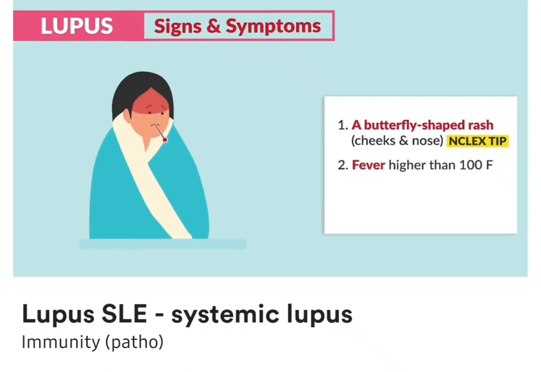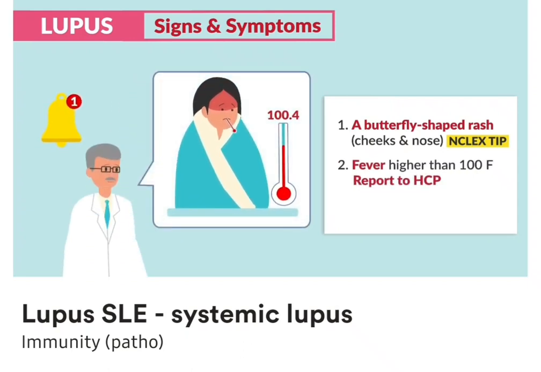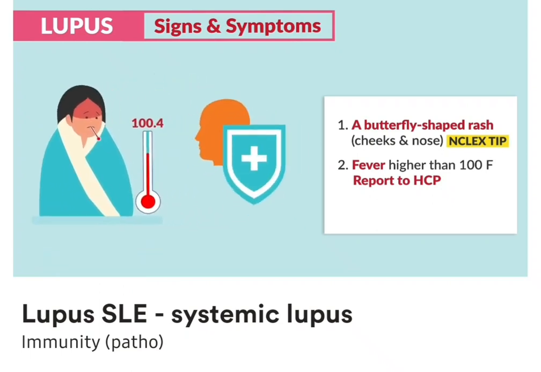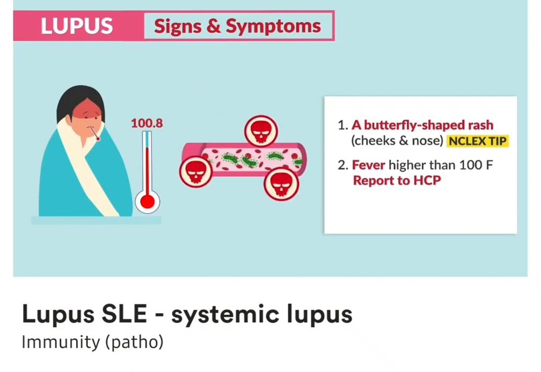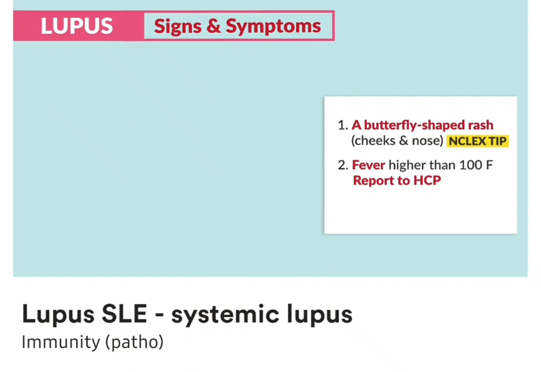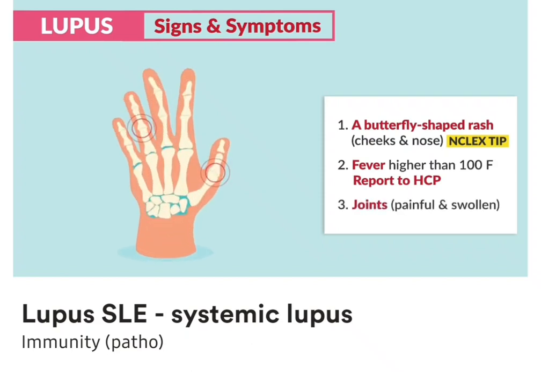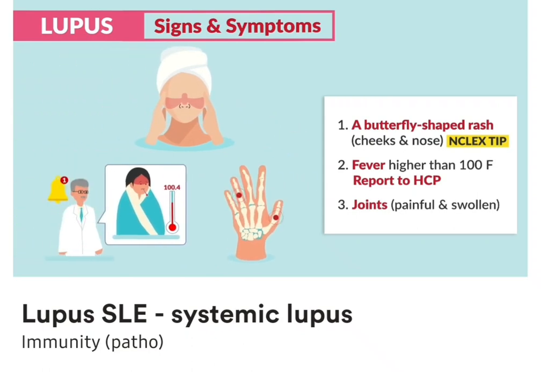Now, number 2 is a fever higher than 100 degrees Fahrenheit. We must report this to the HCP. Since clients are immunosuppressed, a slightly elevated temperature typically means a really big infection that can turn deadly. And last, the joints are painful and swollen, called arthritis. Now, these are the top 3 most tested signs for lupus.